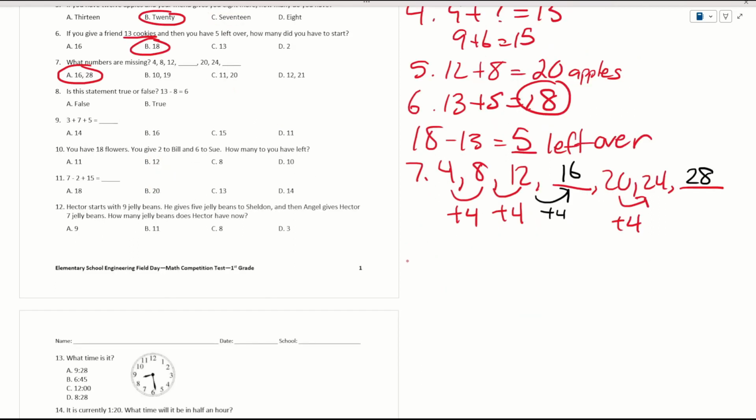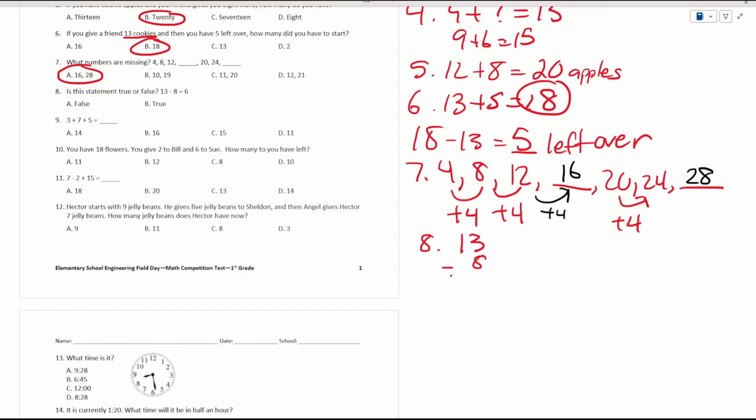For number 8, is this statement true or false? 13 minus 8 equals 6. Well, let's check. If you have a paper for this math competition, it'll be easier, or you can just do it in your head. But for this video, I'm just going to show it on the screen.